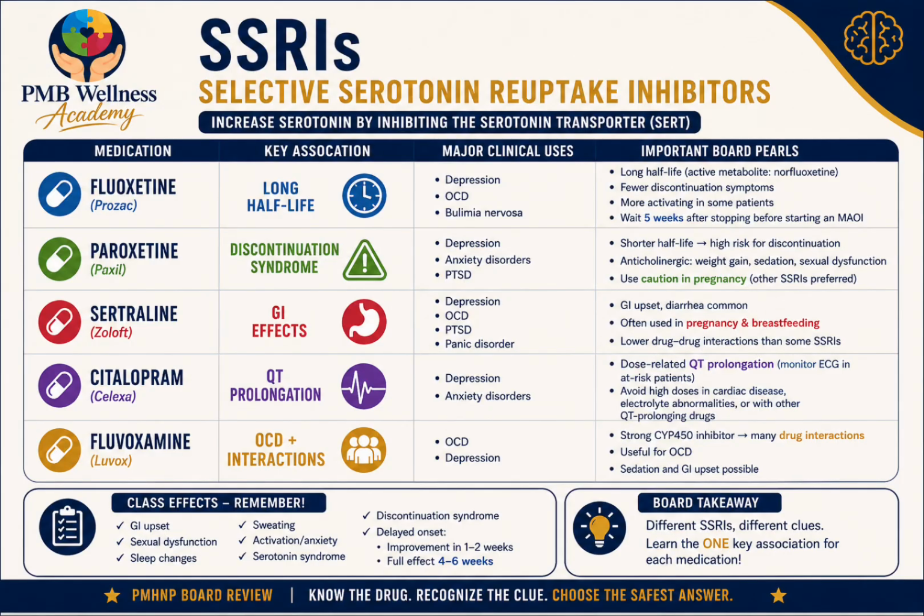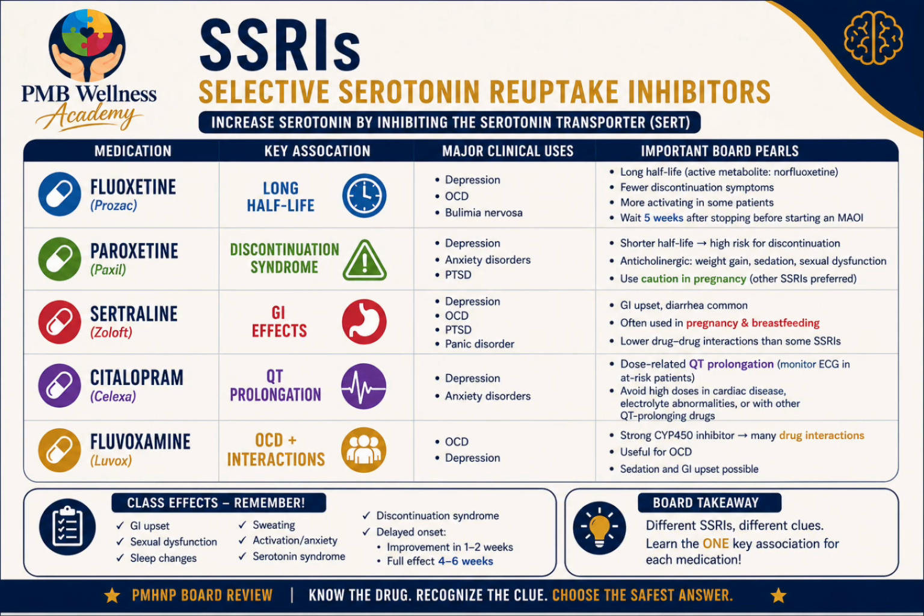Escitalopram is commonly used for depression and anxiety because of its general favorable tolerability profile. QT effects are still possible, but citalopram carries the stronger classic board association with dose-dependent QT prolongation. Fluvoxamine or Luvox should make you think OCD and drug interactions. It has an important role in OCD and is also a clinically significant inhibitor of several CYP450 enzymes. That means you need to look carefully at the patient's medication list because fluvoxamine can increase concentrations of interacting medications.